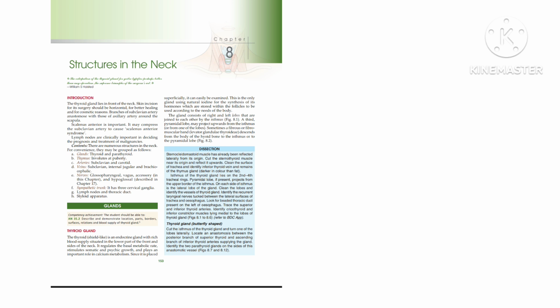This is the only gland using natural iodine for the synthesis of its hormones, which are stored within the follicles to be used according to the needs of the body. The gland consists of right and left lobes that are joined to each other by the isthmus, Fig. 8.1. A third, pyramidal lobe, may project upwards from the isthmus, or from one of the lobes. Sometimes a fibrous or fibromuscular band, levator glandulae thyroideae, descends from the body of the hyoid bone to the isthmus or to the pyramidal lobe.